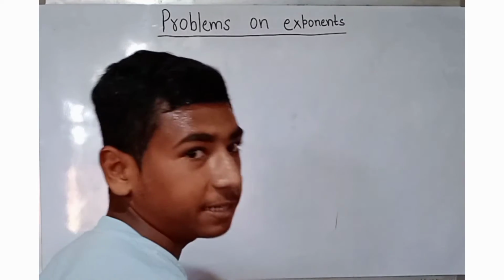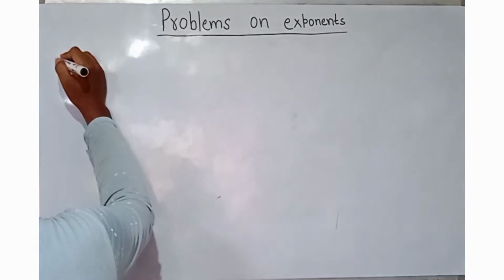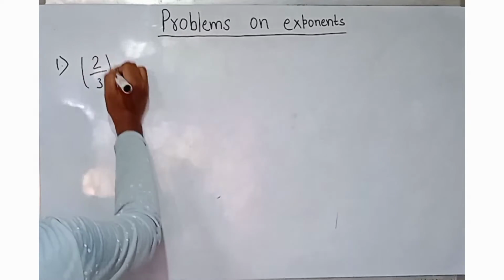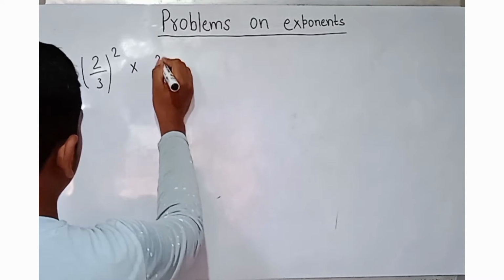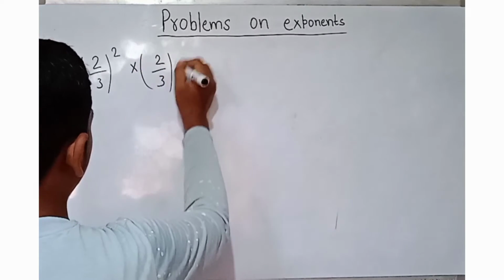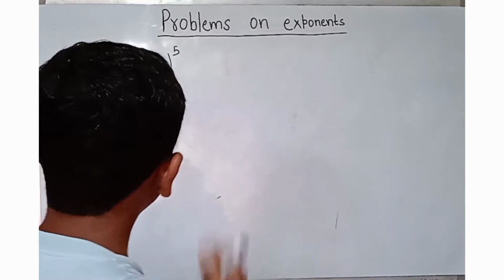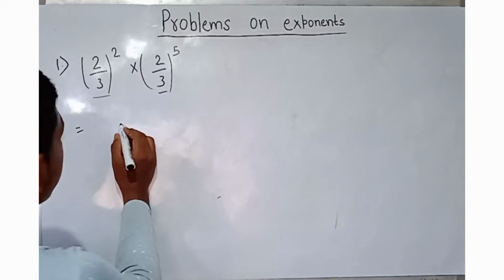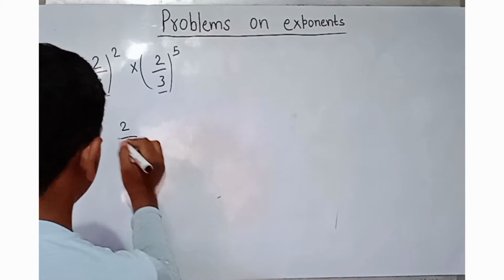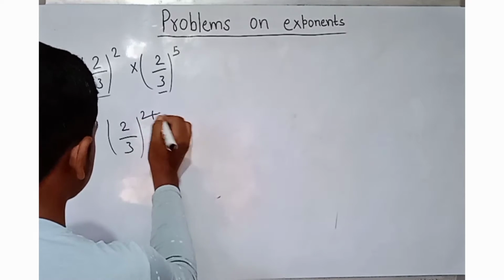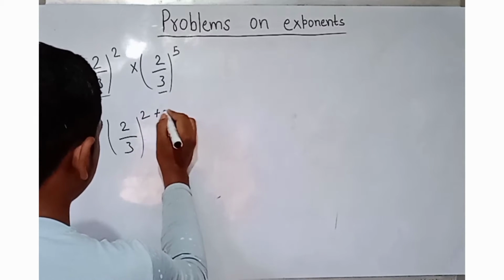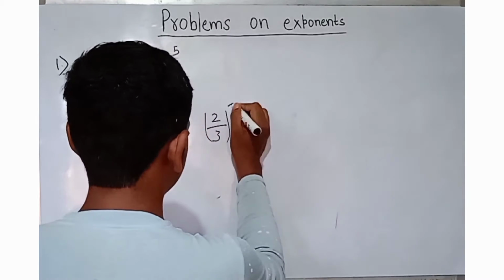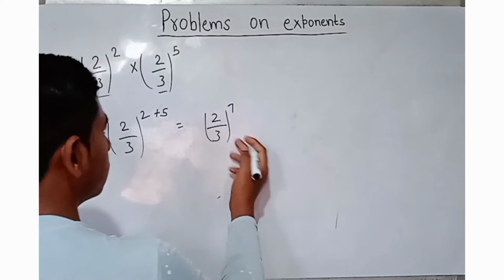The first question is 2 by 3 power 2 into 2 by 3 power 5. Here the bases are the same, so the powers will be added. So 2 plus 5, it will be 2 by 3 power 7. If you want to expand it, you can.